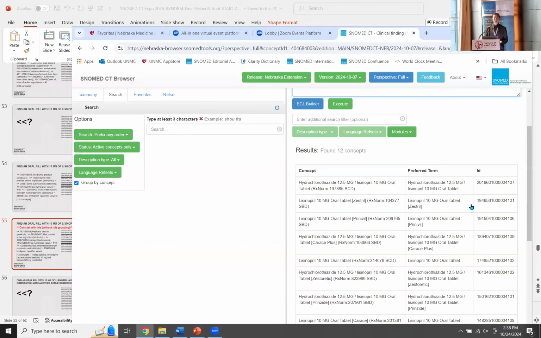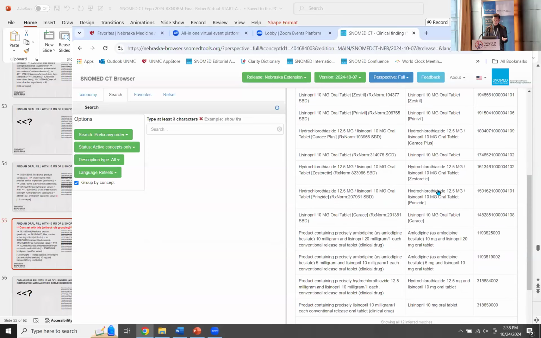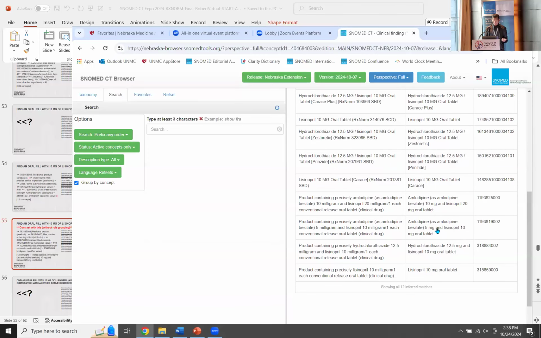Okay, it found 12 concepts, right? And if you browse through the list, you see, okay, they seem all right. Lisinopril 10 milligram, lisinopril 10 milligram, until you come to this concept. This one, amlodipine 10 milligram and lisinopril 20 milligram, right? So this is wrong, right? Because you're looking for drugs with 10 milligram of lisinopril, not of amlodipine, right?